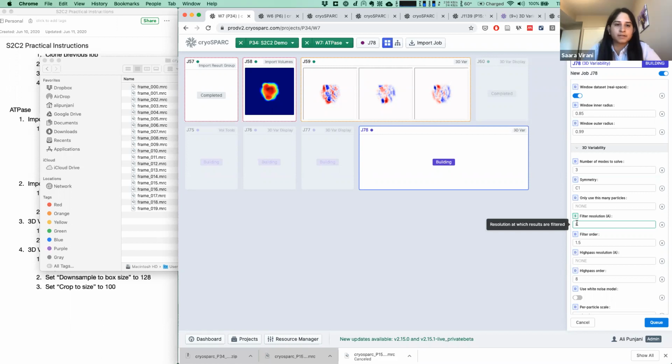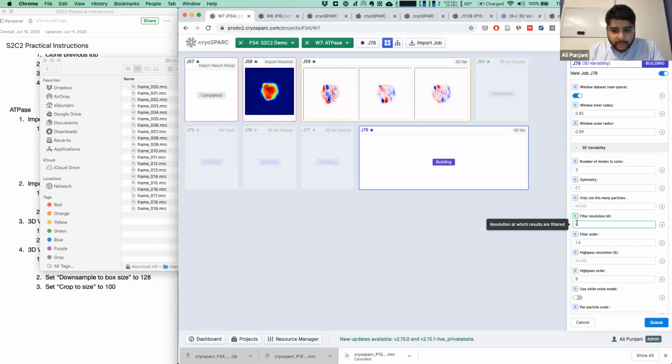When it comes to our consensus refinement, is there a resolution at which it makes more sense to perform 3D variability analysis? Sorry, can you say that again? Is there a resolution at which it makes more sense to run or try 3D variability analysis?